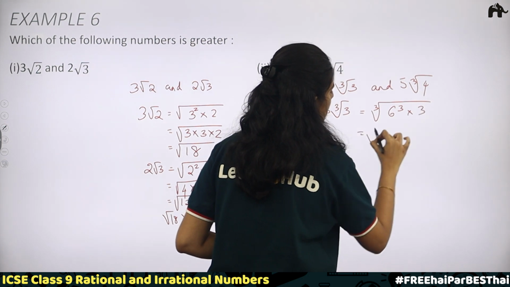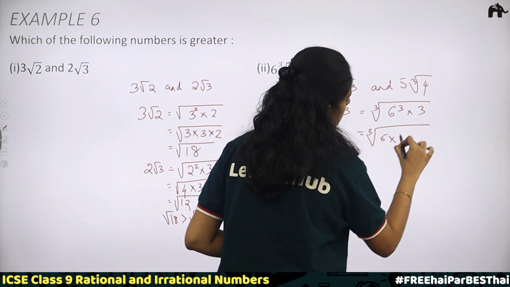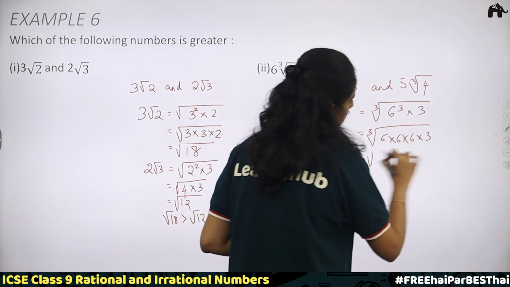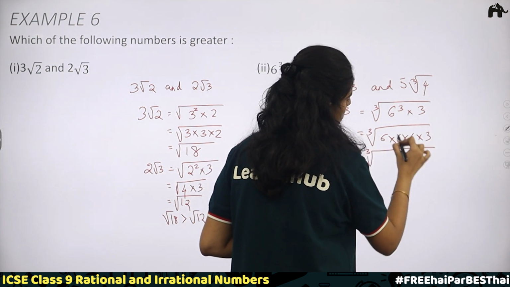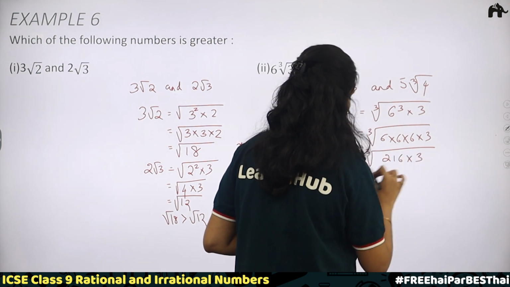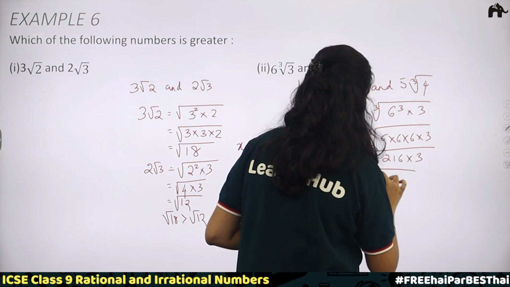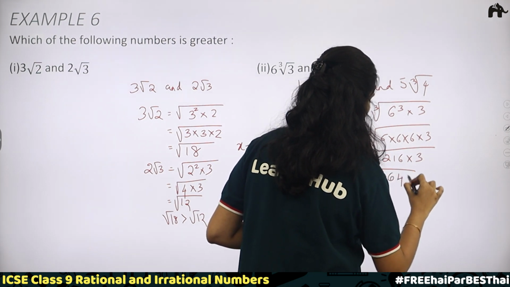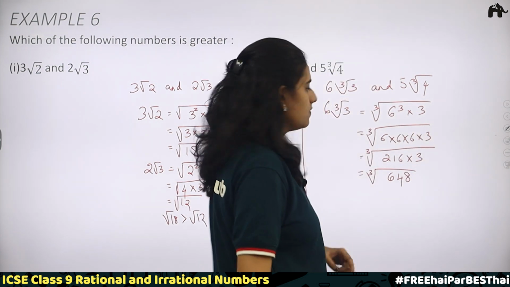What is 6 cube? Cube root of 6 into 6 into 6 into 3, that is equal to cube root of 6 into 6, 36, 36 into 6, 216 into 3, which is equal to cube root of 648. Okay, cube root of 648.